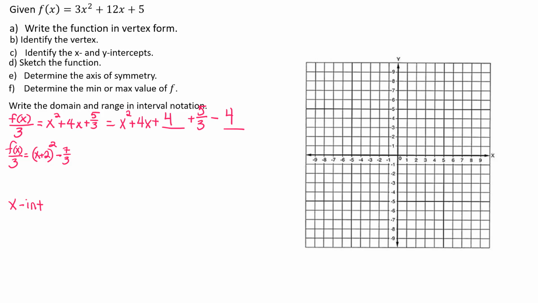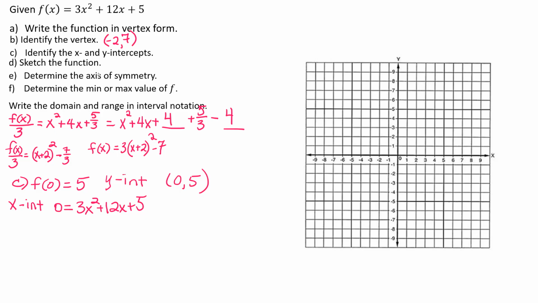And now I'm going to multiply it by 3 again to get f of x. So f of x is 3 times (x plus 2) squared minus 7. And that tells me that the vertex is going to be -2, -7. And then the y-intercept is when x equals 0, so f of 0 is 5.